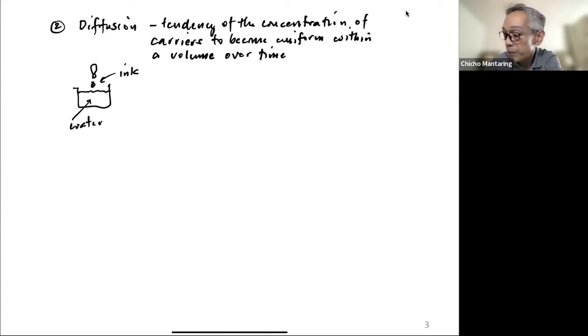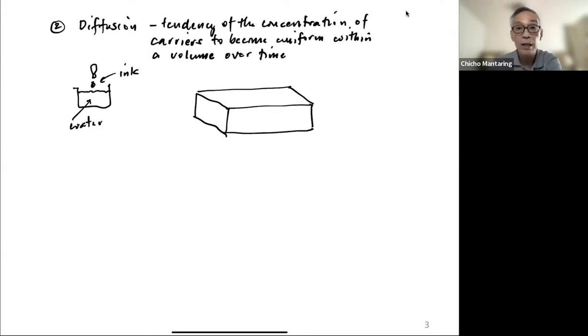Okay, let's consider a particular situation. Let's say I have a solid, and then I manage to inject carriers into one end of the solid. No? So for example, dito sa end na to, let's say I manage to inject holes.